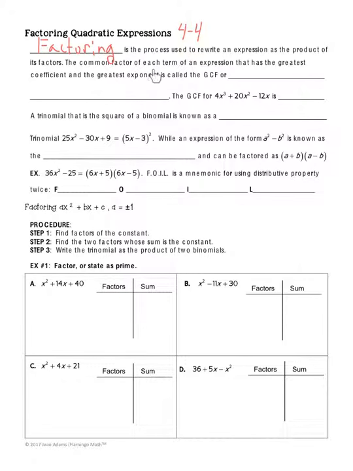The common factor of each term of an expression that has the greatest coefficient and the greatest exponents is called the GCF, or greatest common factor.